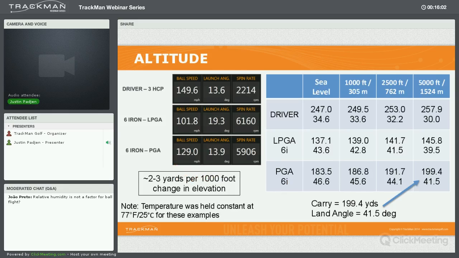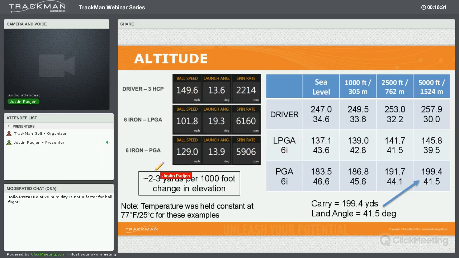Next, we can look at altitude. Again, this is something that you can play around with in the software. For this particular one, I've kept the temperature constant, and all that I've done here is change the altitude. I've gone from sea level to 1,000 feet to 2,500 feet to 5,000 feet. And again, you can see how that affects the distance and the landing angle.